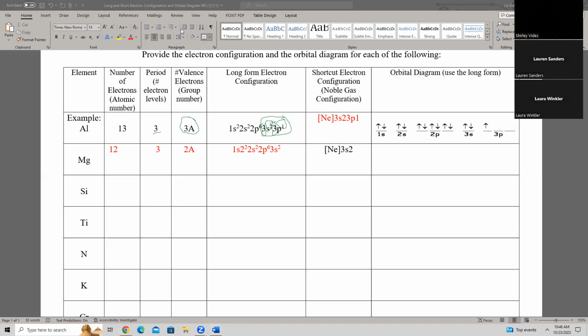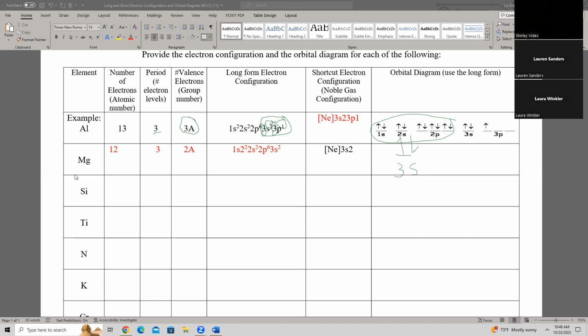So basically it's all of these, right? That's your neon, so we know that's in common. But then we got just this one. That's the ending of it, right? That's it. Then the next one is silicon.